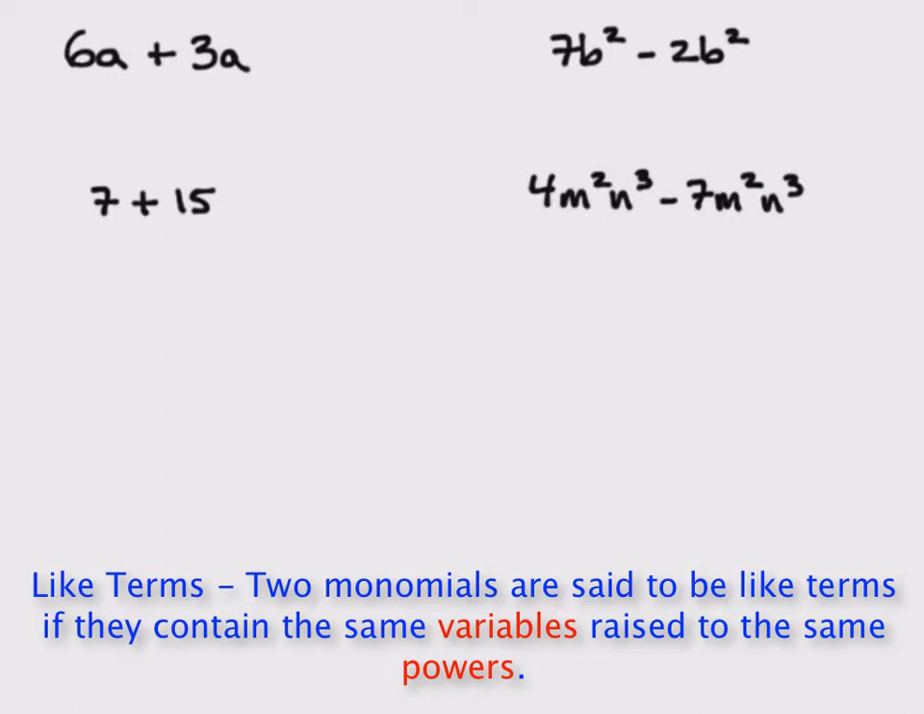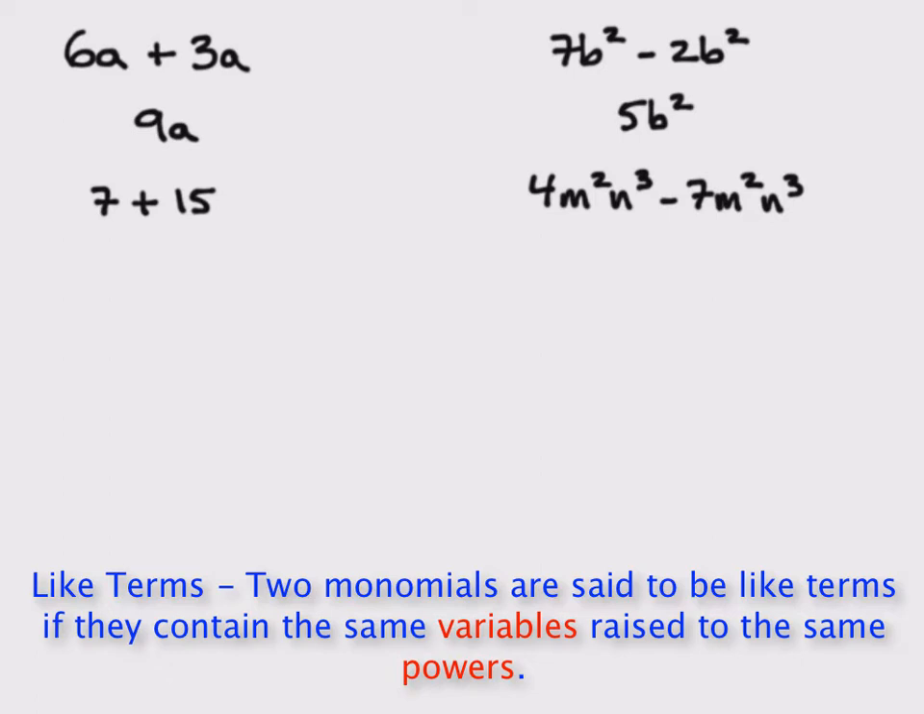For example, 6a plus 3a. A is a variable. It can represent any number, and we don't know what number it represents. But I do know that we have 6 of that number and 3 more of that number for a grand total of 9 of that number, so we can combine these to make 9a. Or 7b squared minus 2b squared. I don't know what number b is. I don't know what number b squared is. But we have 7 of that number minus 2 of that number for a grand total of 5 of that number. So we can combine these terms to make 5b squared.